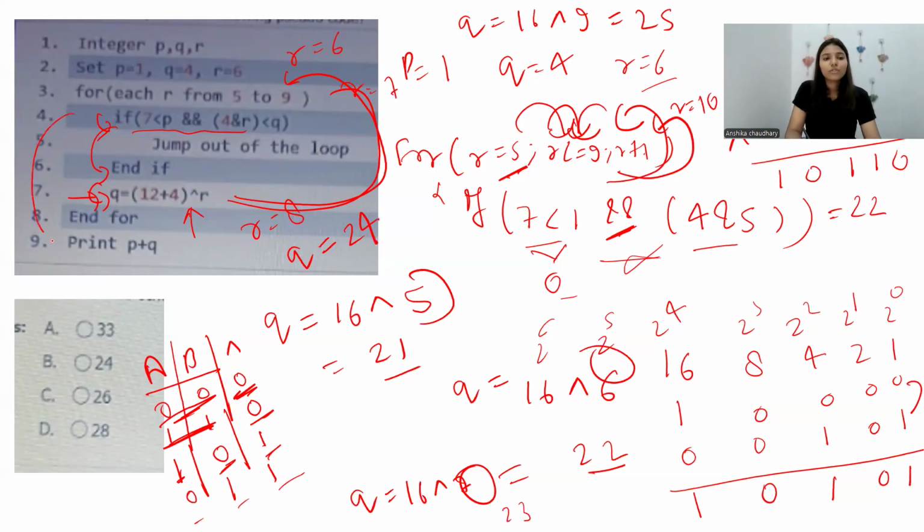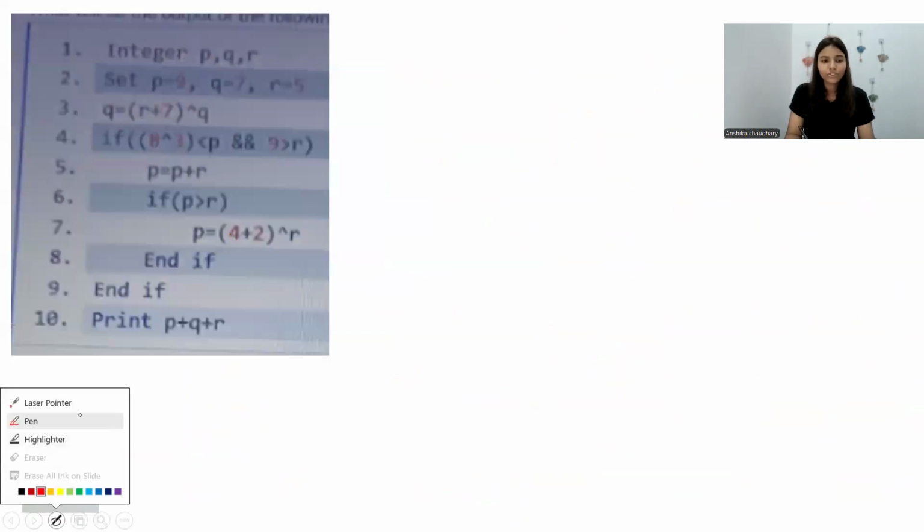Right. So we have to come out from the for loop and we have to print P plus Q. P value was 1. Q's latest value was 25. So it will become 26, and 26 will be the correct answer for this particular question. I hope it makes sense. I hope it is clear to you. Let's move on to the next question.